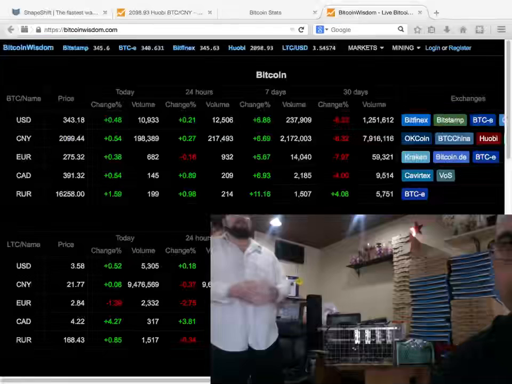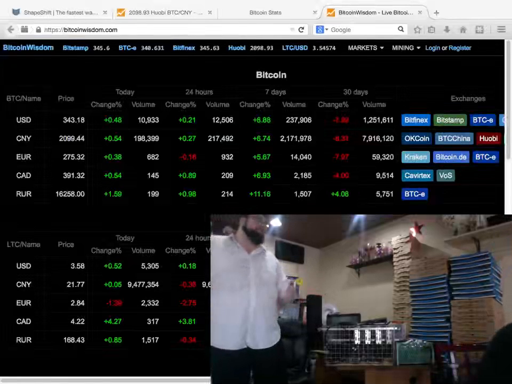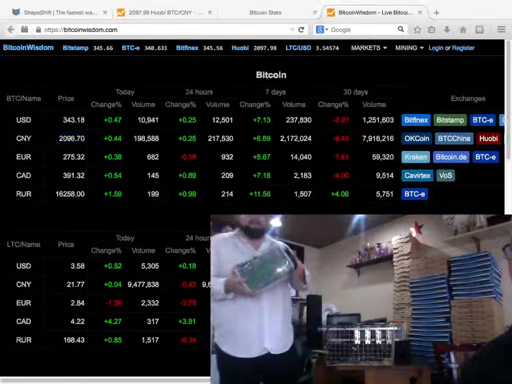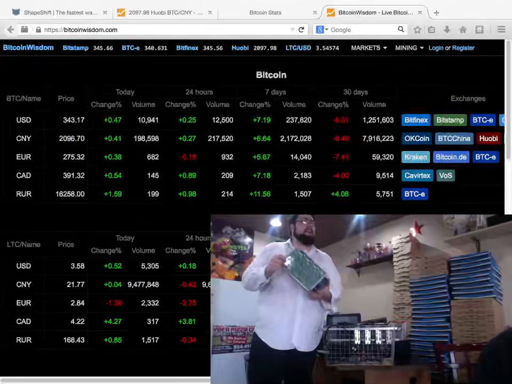ASICs are harder to get because they actually have to go out and design and tape in, tape out, changing your strategy every 30 minutes. What is 180 billion hashes per second, right?